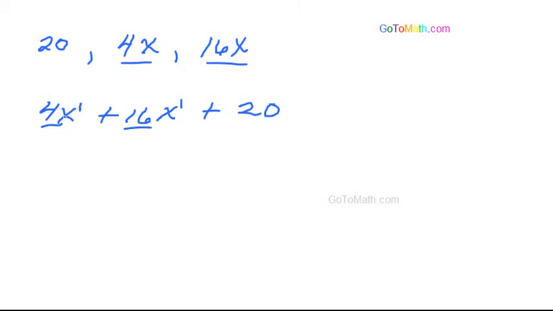If I have 4x's and 16x's, how many x's total do I have? I have 20 x's, right? And then look here, that's a coincidence, plus 20. Call that a coincidence. Alright, so there it is: 20x plus 20 written in standard form.